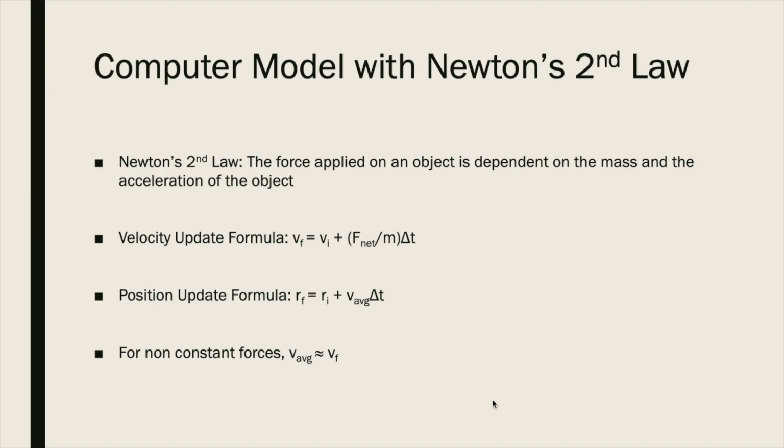So then I modeled it using Newton's second law, which states the force applied on an object is dependent on the mass and the acceleration of the object. From this, I use the velocity update formula, which is the final velocity equals the initial velocity plus the net force over mass times the change in time. Also, I use the position update formula, which is the final position equals the initial position plus the average velocity times the change in time. And for this lab, we won't be using constant forces, so we'll be using the average force equals the final force.